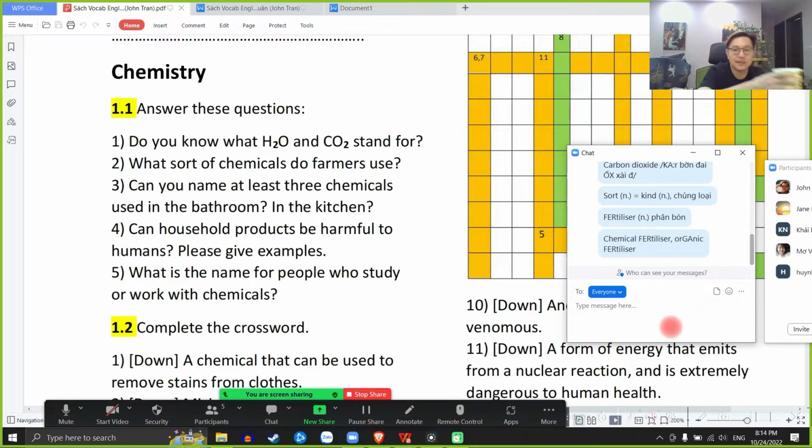What is the thing to kill off the insects? Pesticide. Yes, pesticide. Pesticide. Thuốc trừ sâu. Okay. Right.